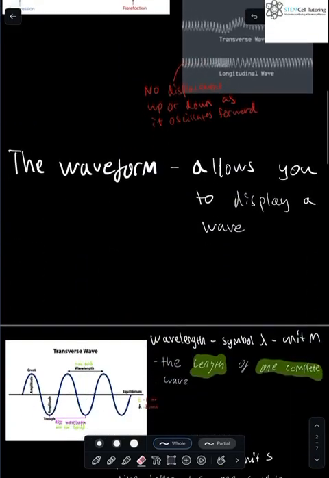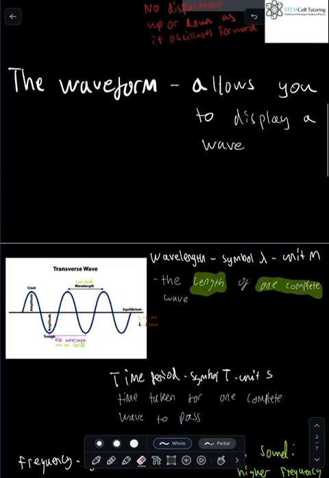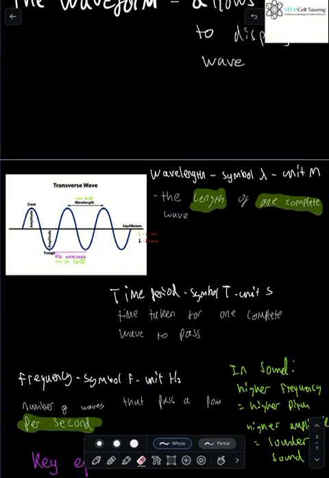Now, a waveform is just a diagram that allows you to display a wave. As you can see here, wavelength has the symbol lambda, and it's measured in meters, and that's just the length of one complete wave. You can measure that by measuring from a peak to a peak or a trough to a trough.